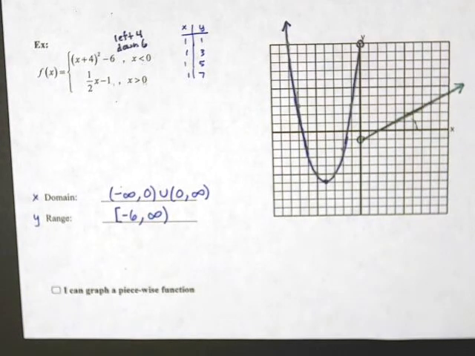Alright, so this is a good introduction to graphing piecewise functions. Hopefully it's making sense. Of course, we're going to practice this a ton. It is very challenging.